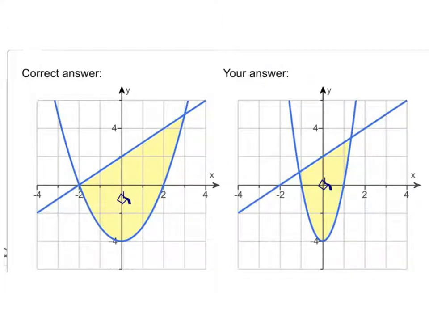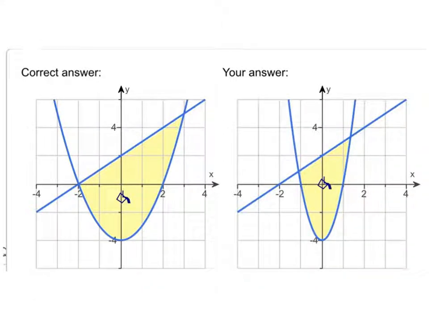All right, so here we have the correct answer and then your answer. And as you mentioned, your parabola is a little bit more narrow than the correct parabola here. And I'm not sure if that's because you didn't look at the scale of the y-axis. That might have thrown you off just a little bit.